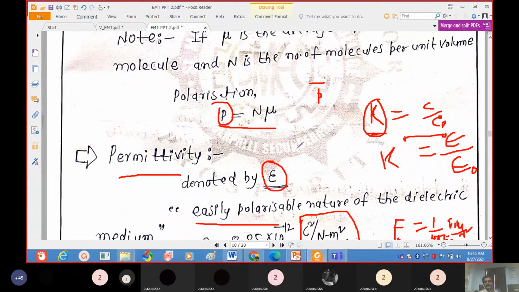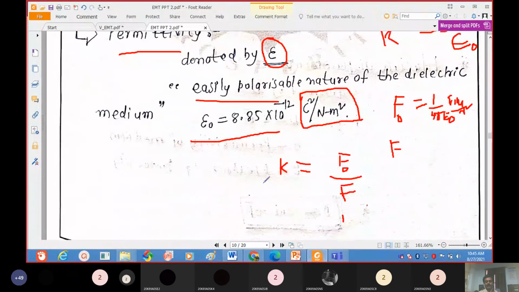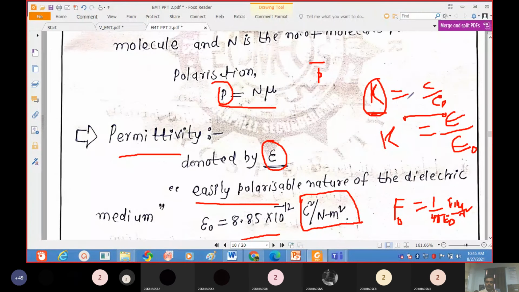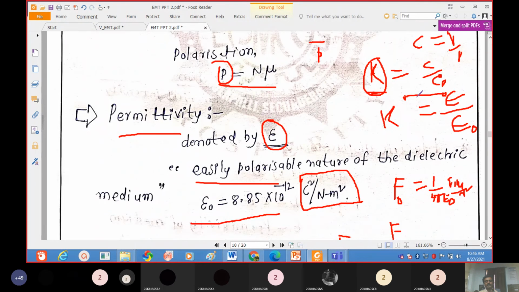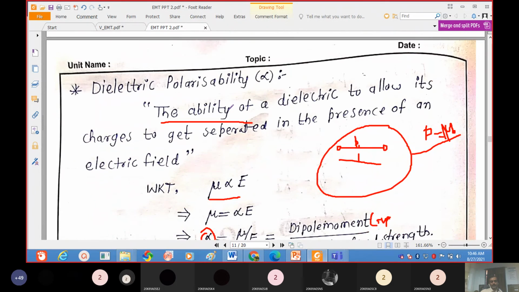As I already said, the definition is K equal to C by C naught, K equal to epsilon by epsilon naught. Otherwise one more definition is K equal to F naught by F. We can write some more definitions also. C is equal to Q by V, so from this K is equal to Q by Q naught. Like that, we can write so many definitions for dielectric constant.